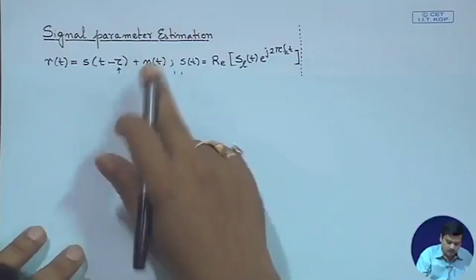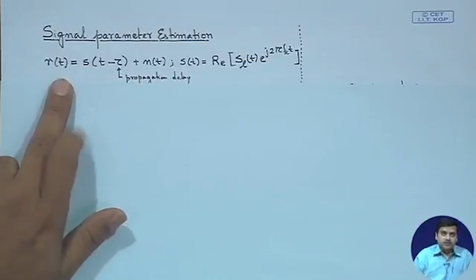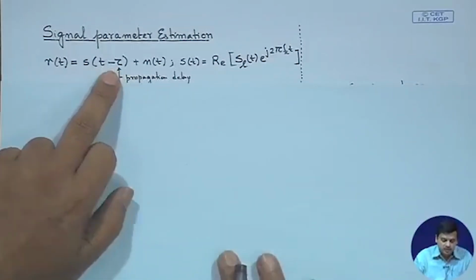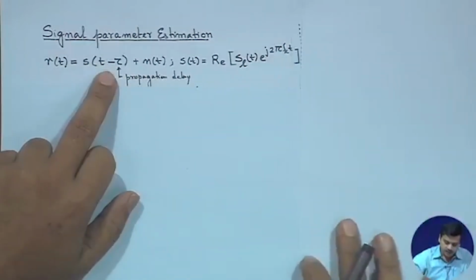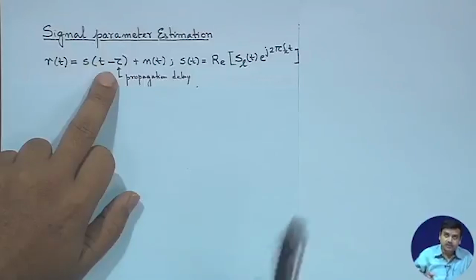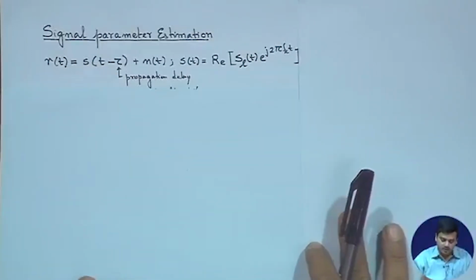So, we have to begin with the signal parameter model, the estimation model. We are writing the expression of the received signal as we are used to, as s of t minus tau. Here we have included the propagation delay, and plus of course, there is noise which is present with us, where s t is the real part of s_l t times e to the power of j 2 pi f c t. So, we are used to this kind of a model.